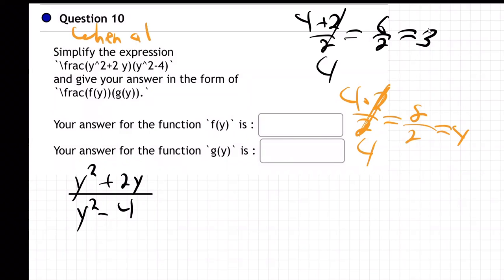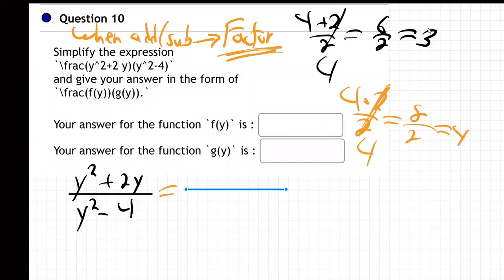Therefore, when we have adding, subtracting in a fraction, like we do right here, you have to make it multiply. Because you can't cancel added and subtracted items. You have to make it multiplied. What is the word we use for make it multiplied? It's factor. That's what factoring does, make it multiplied. So I have to come in here and I have to factor the top and the bottom of this fraction.